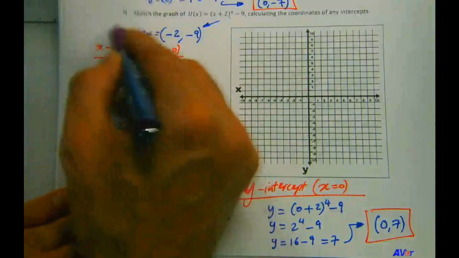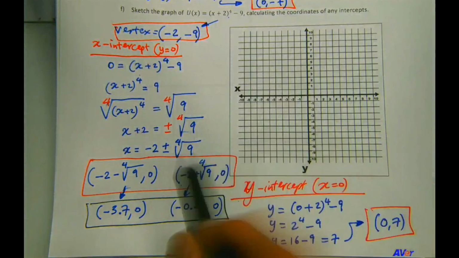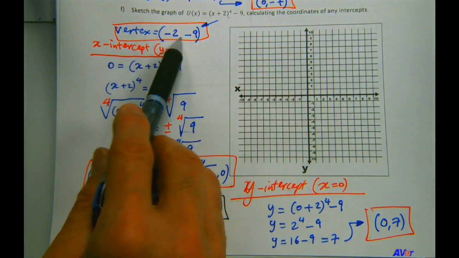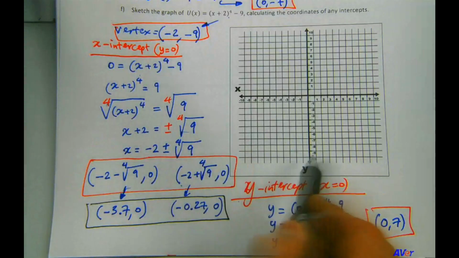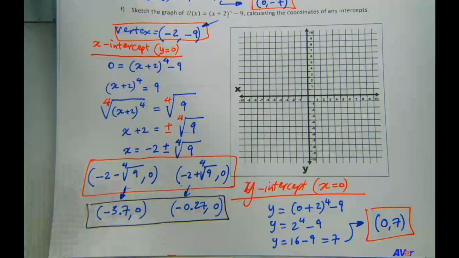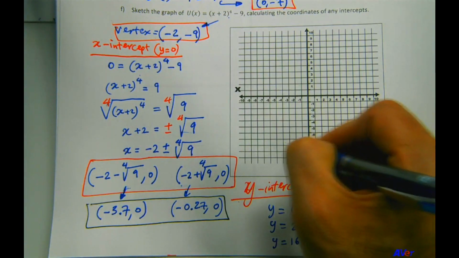The vertex here to draw our graph. Well, let me do it manually before we go there, right? So the vertex is going to be at negative 2, negative 9. So negative 2, negative 9 is way down here, right there.